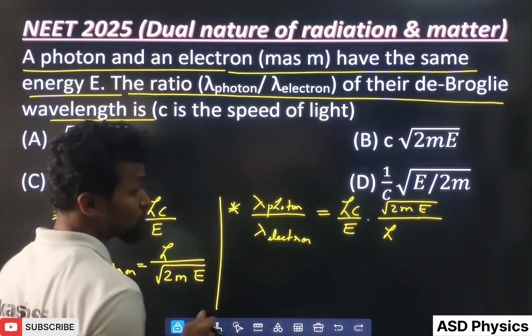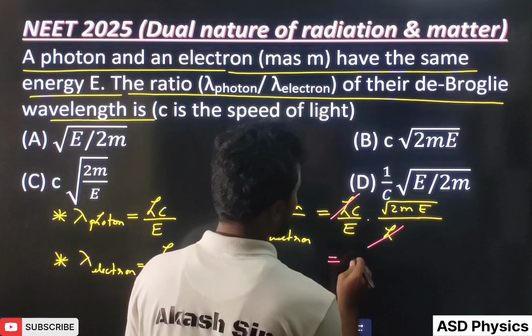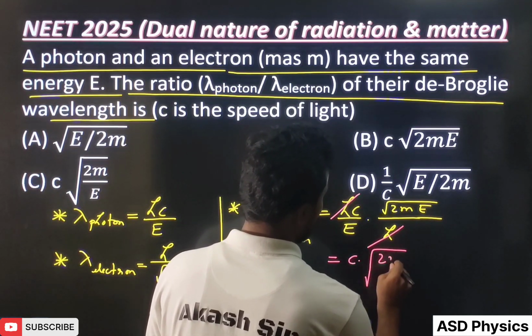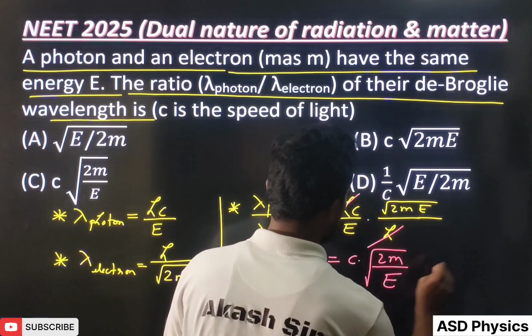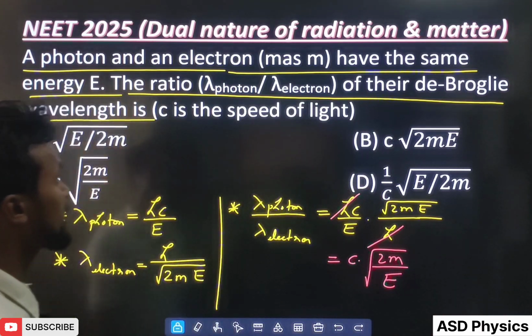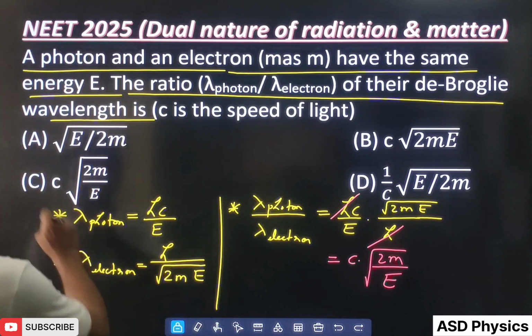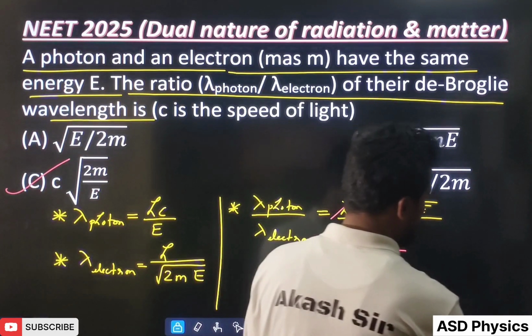So students, just cancel out. What other things can be cancelled? This h and this h cancel, so it will come c into root 2m, root E by E, that means 1 by root E. So it will come like this, c into root 2m by E. Which option is correct here? The correct option is option C. So this question we have done very easily.